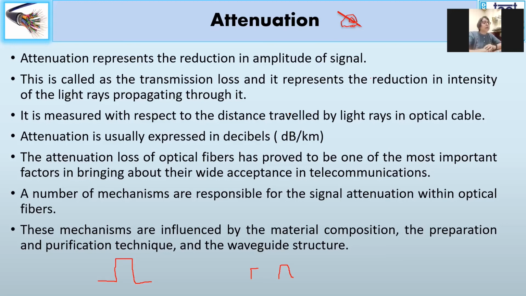Okay. Now coming to how we calculate this attenuation. Attenuation is nothing but how much your power at the output has reduced. So it is nothing but a ratio of output power to the input power. You are sending a certain power but receiving some other power, that is basically because of the attenuation, and we calculate it in dB per kilometer.